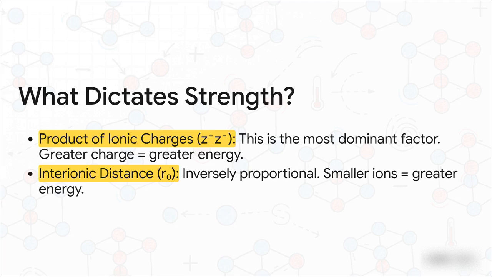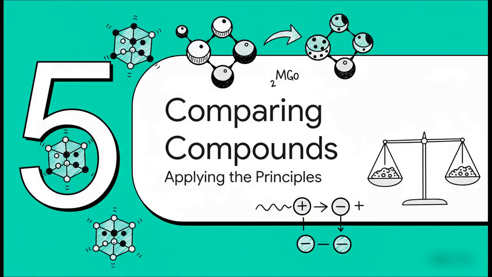First and foremost, the product of the ionic charges. This is by far the biggest factor. Because lattice energy is directly related to these charges, doubling them makes a massive, massive difference. Second is the distance between the ions, R. Since it's in the denominator, smaller ions that can pack closer together will have a stronger attraction and therefore a greater lattice energy.